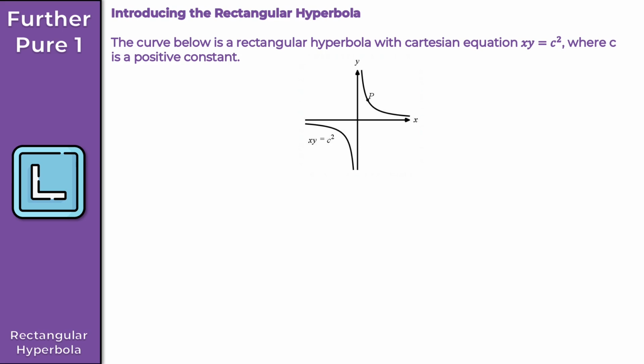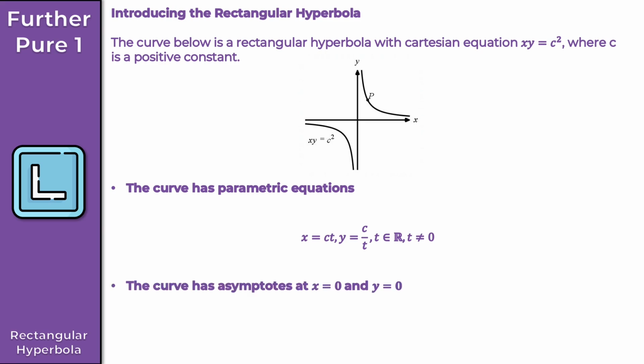So to get us started here then, as we can see, we have this diagram here, and this diagram shows a curve, and the curve is a rectangular hyperbola with the Cartesian equation xy is equal to c squared, where c is just a positive constant. Now this curve also has parametric equations, and they're given as follows. So x is equal to ct, and y is equal to c over t, where t belongs to the set of real numbers, and t cannot equal 0.